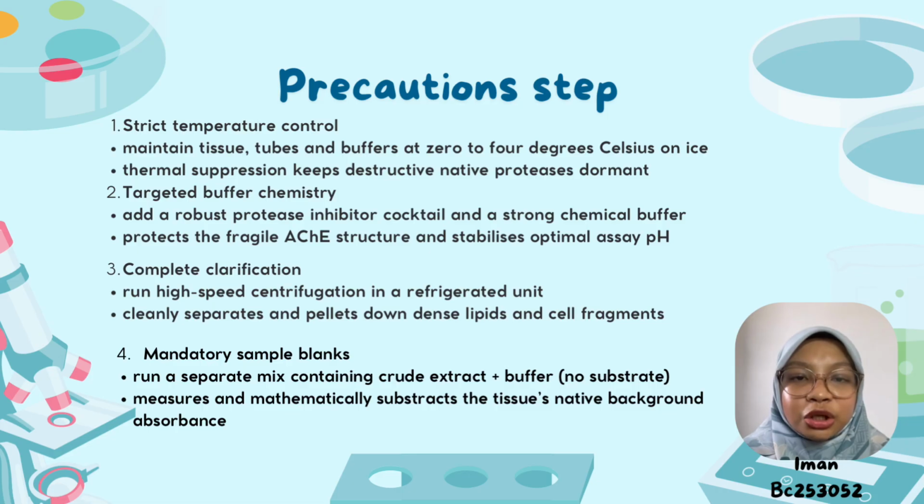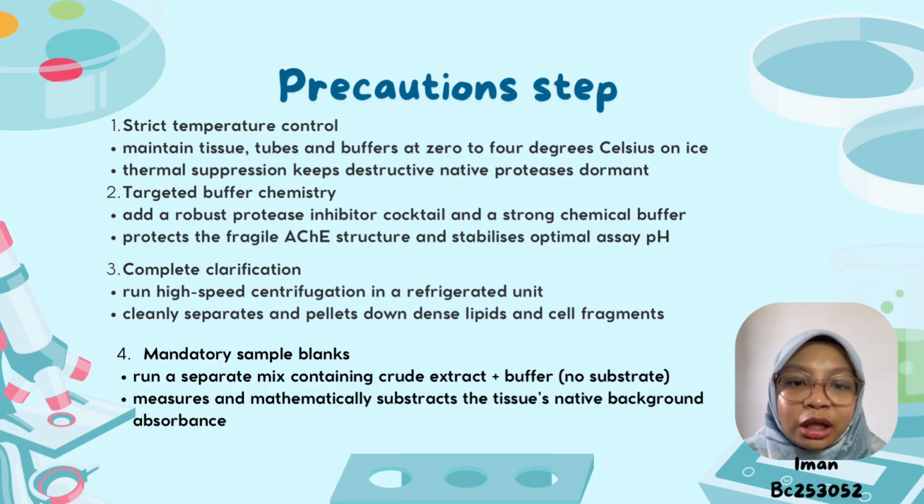Moving on to the essential precautions, we must implement 4 strict operational safeguards to neutralize these threats and ensure accurate data. Number 1 is strict temperature control. We must maintain the catfish brain tissue, homogenization tubes and buffers between 0 and 4 degrees Celsius at all times. Keeping everything on ice suppresses the activity of those destructive native proteases.